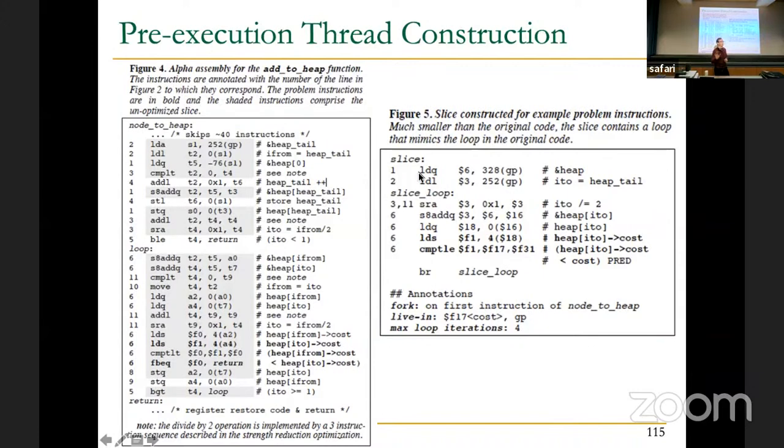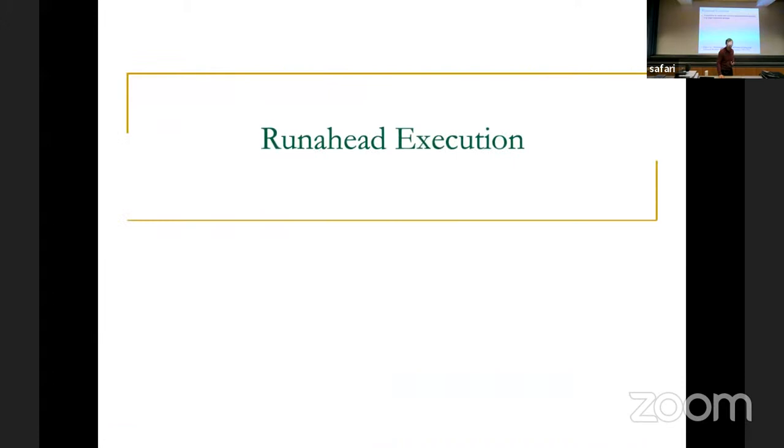So basically, you don't need to execute the entire program like this to get the addresses of cache missing instructions and the data values of the branches that are mispredicted. Hopefully that makes sense, right? Not everything you do in a program feeds to those, basically. Okay, any questions? Okay, cool.